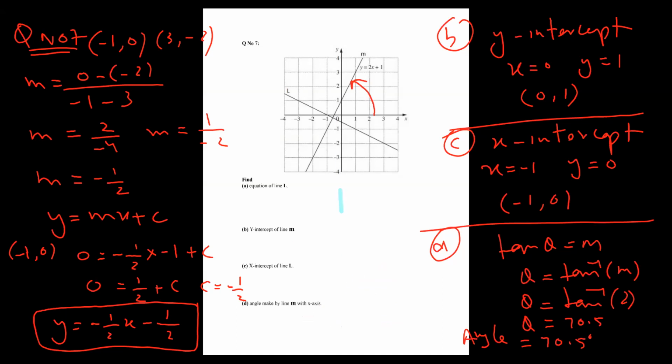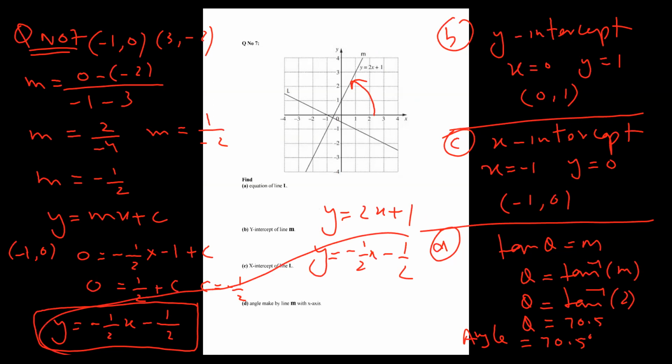If I ask you how to find the intersection point of two lines, I can solve this. One line is y equals 2x plus 1, which is here. Another line is y equals minus half x minus half, which is here. Now, if I put them equal to each other, I can solve for the intersection point. Clear? This is the extra knowledge I'm giving you, and that's it. The worksheet is completely finished.